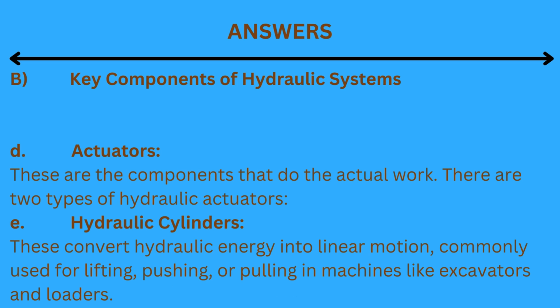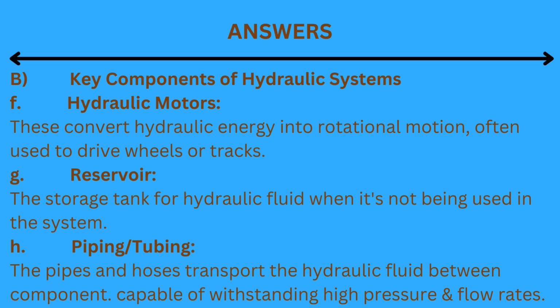4. Actuators. These are the components that do the actual work. There are two types of hydraulic actuators. a. Hydraulic cylinders. These convert hydraulic energy into linear motion, commonly used for lifting, pushing, or pulling in machines like excavators and loaders. b. Hydraulic motors. These convert hydraulic energy into rotational motion, often used to drive wheels or tracks.